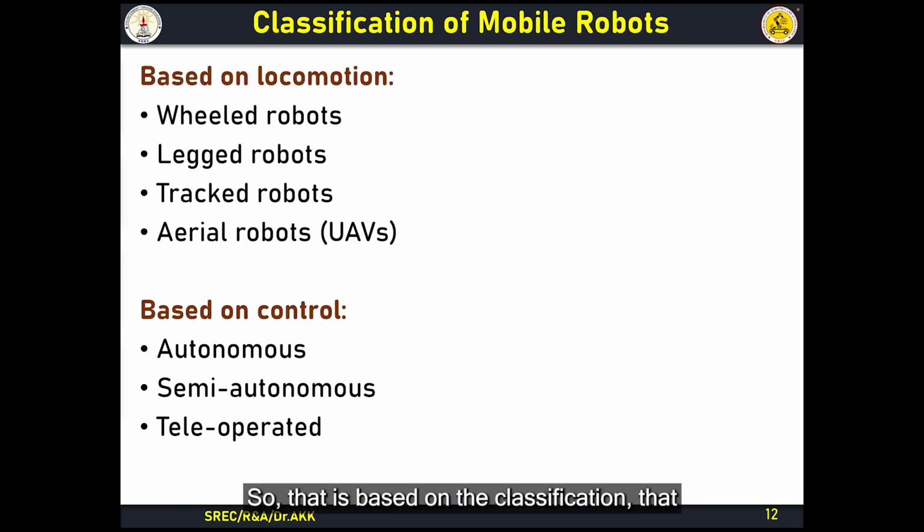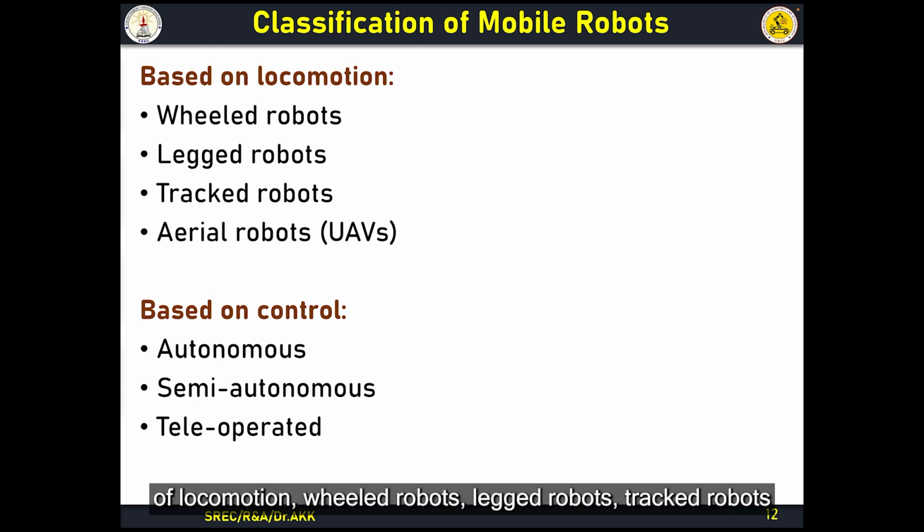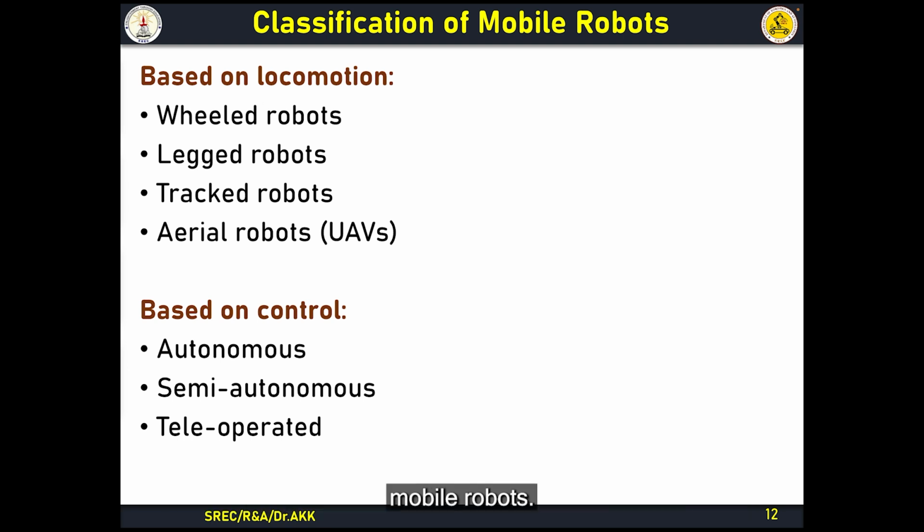So that's based on the classification, based on locomotion and control. Now we are able to classify the mobile robots in terms of locomotion: wheeled robots, legged robots, tracked robots, and aerial robots, so-called unmanned aerial vehicles, so-called drones. Based on the control: autonomous, semi-autonomous, and teleoperated. So these are all the basic classification of mobile robots.